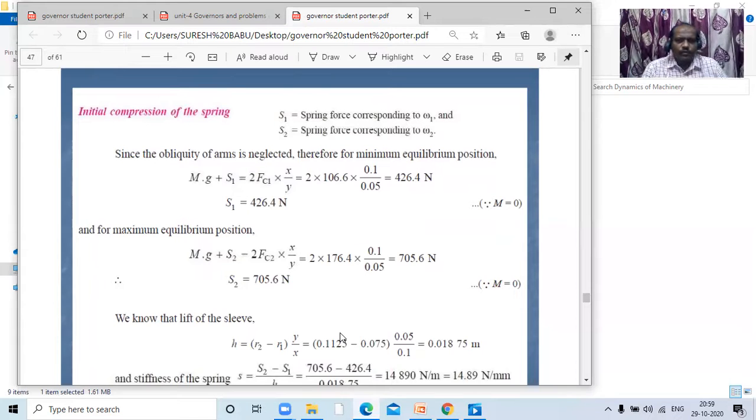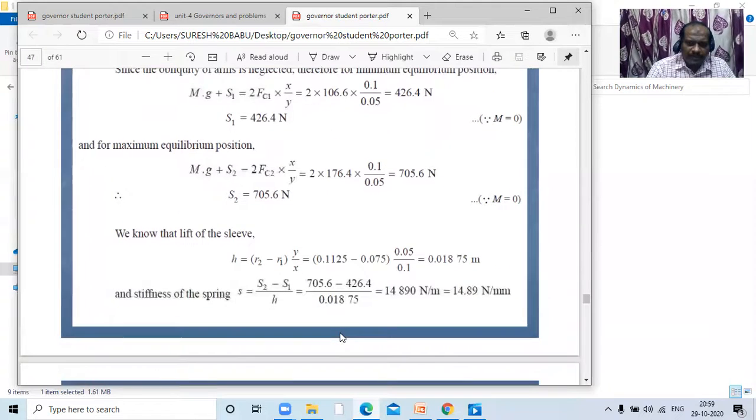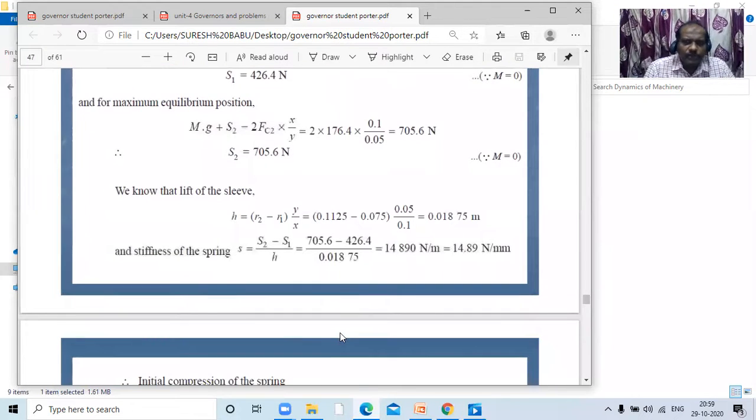Next, we know that lift of the sleeve, H, is equal to R2 minus R1 into Y by X. R2 is maximum radius, R1 is minimum radius. That is directly given, you can substitute. Y and X also directly given, you can substitute. Thereby, the lift of the sleeve you can obtain. Lift of the sleeve is 0.01875 meters.